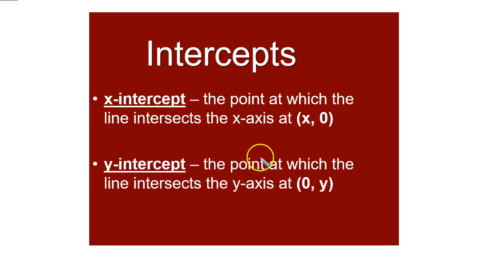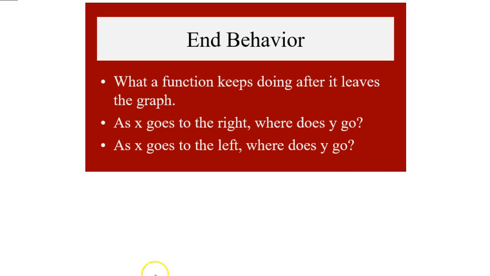The y-intercept is the point at which the line crosses the y-axis, and it's always going to be in the form of 0, some number. End behavior is something that some students have to get used to.